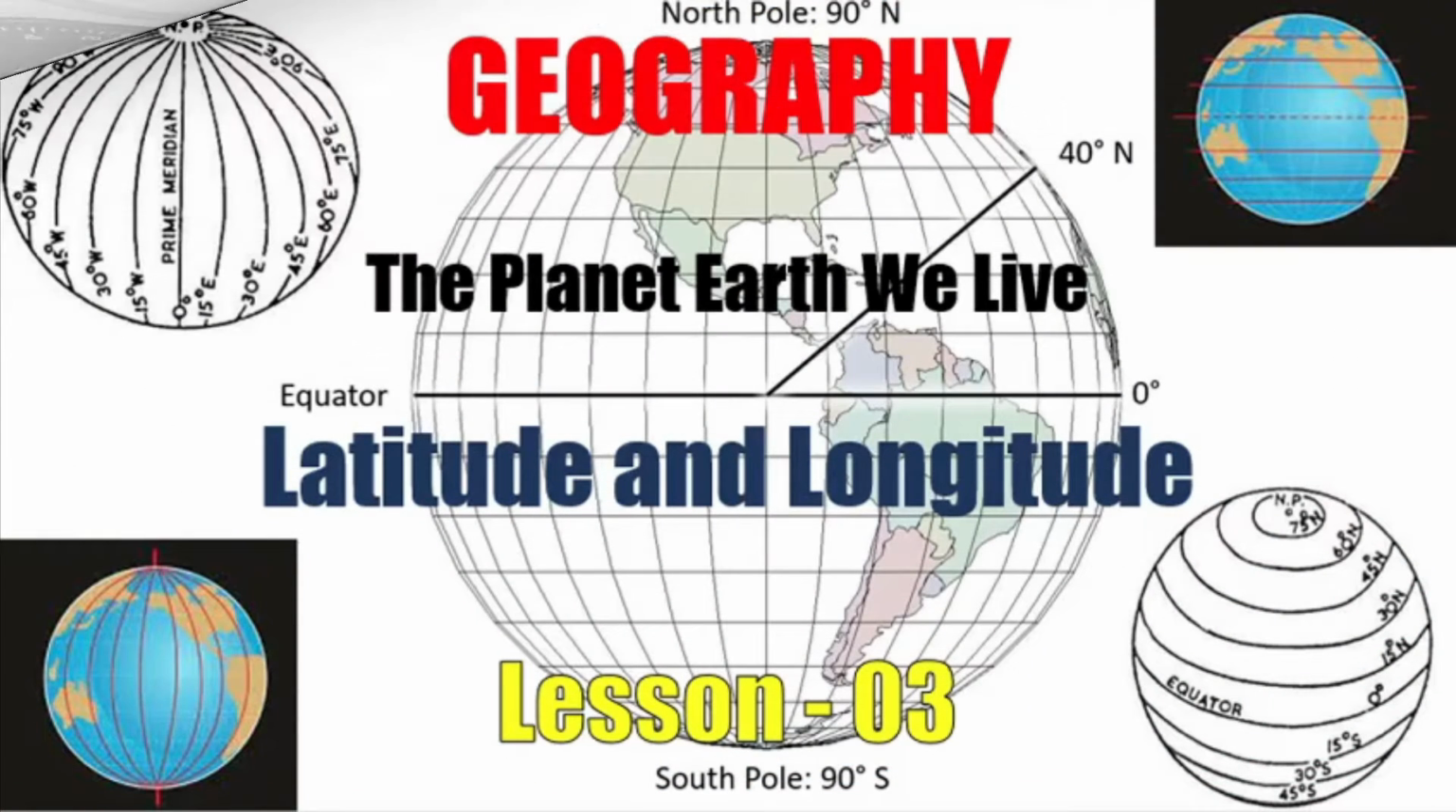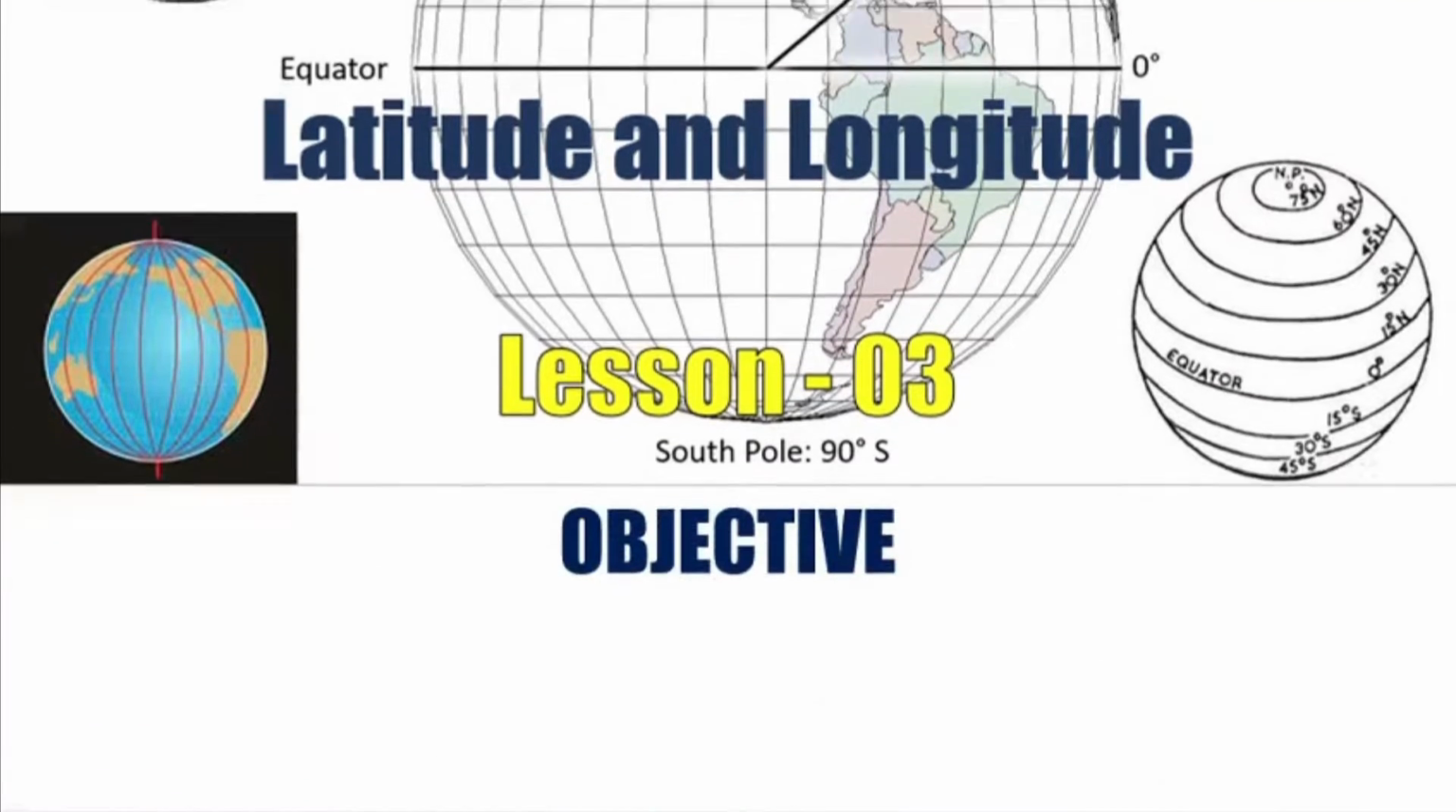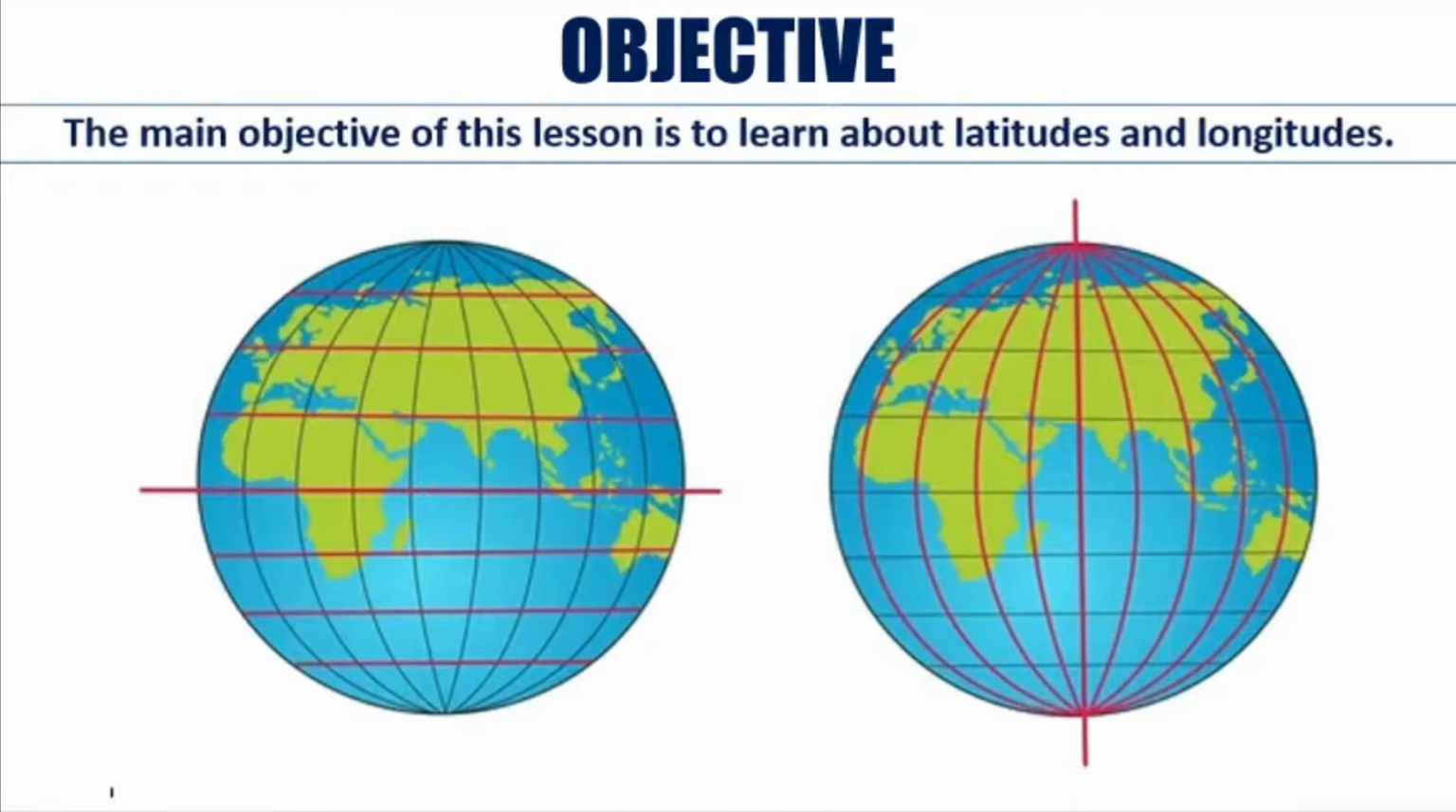Geography, the planet Earth we live, Unit 1, Latitude and Longitude, Lesson 3. Let's learn about the objective of this lesson. The main objective of this lesson is to learn about latitudes and longitudes. Let's look at what the latitudes and longitudes are.